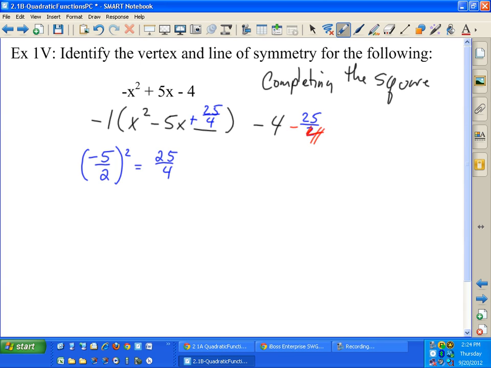Remember that this 25/4, even though it's being added, is getting multiplied by -1. So this negative 25/4 actually has to be multiplied by +1 to keep it in balance with what's actually happening. Because of this -1 multiplying the 25/4, it's actually a negative that's being added. So over here, the negative 25/4, which I should be subtracting, also gets multiplied by -1. If that's not clear, please ask in class when you come to class. So I'm going to get something like this: -1 times x squared minus 5x plus 25/4. And then on this side, this is really -4 plus 25/4, which is what I said originally.